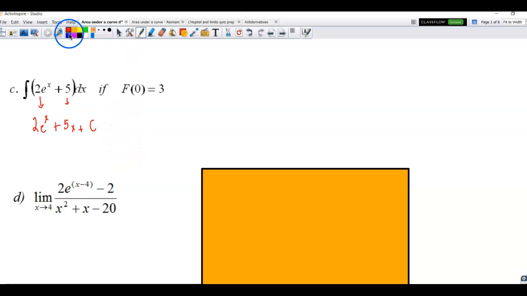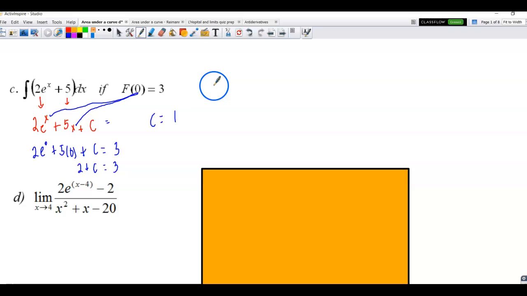And so then we're going to substitute 0 in place of x, and we're going to set this equal to 3. So 2e to the 0 plus 5 times 0 plus c is equal to 3. E to the 0 is 1 times 2 is 2, and of course 5 times 0 is 0. So we have 2 plus c equal to 3. If I solve for c, I will get c equal to 1.